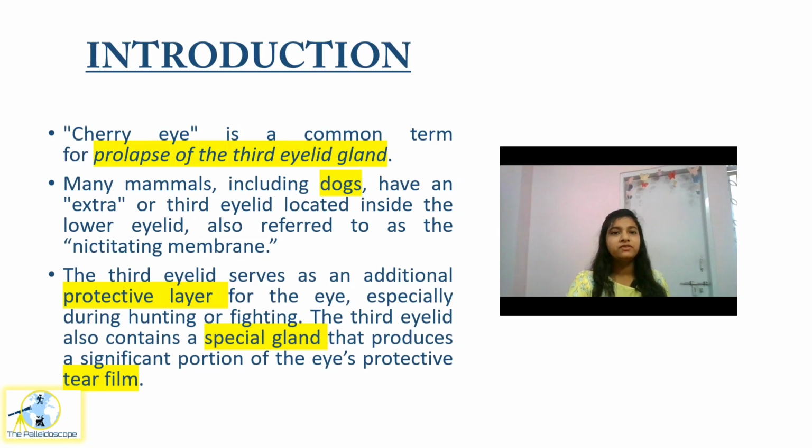So this is the function of the 3rd eyelid gland, and it is located inside the lower eyelid, also referred to as the nictitating membrane. So the 3rd eyelid is also known as the nictitating membrane, that most of you would be knowing. The nictitating membrane is present below the lower eyelid or inside the lower eyelid. So the 3rd eyelid serves as an additional protective layer when they are fighting, and as a special gland that produces a significant portion of the eye's protective tear film.